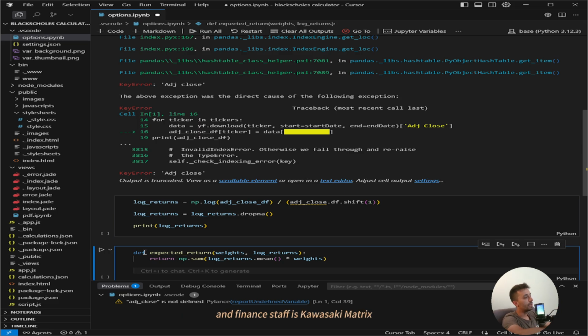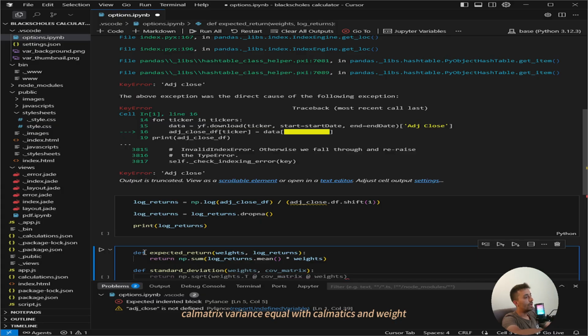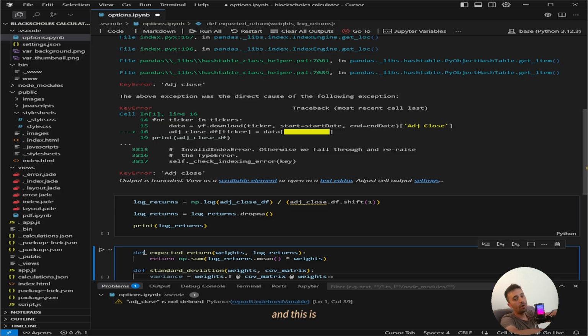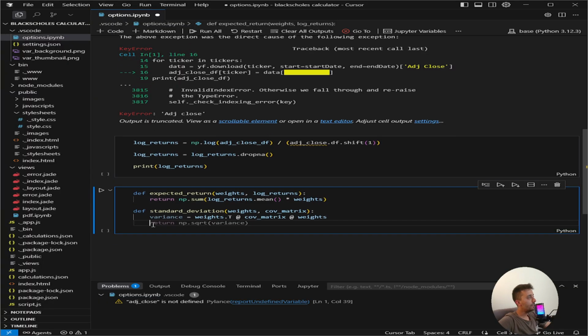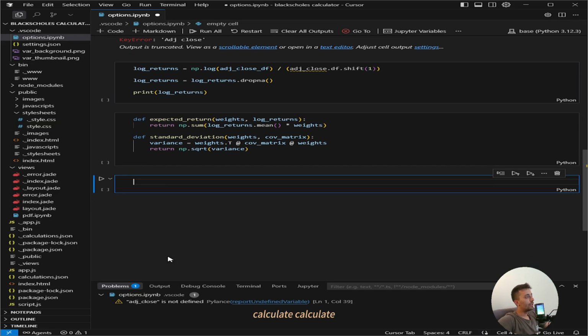All right, and finance. Def covariance matrix. Matrix variance equals matrix and weight. You should know how to find the variance and covariance matrix in statistics, and this is only coding here, with a library and root variance. All right, what does that mean? Root variance is a standard deviation, guys.